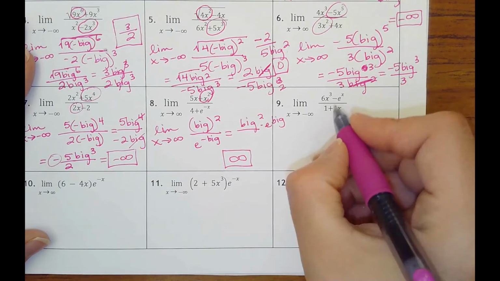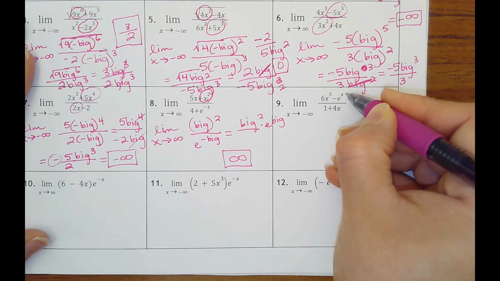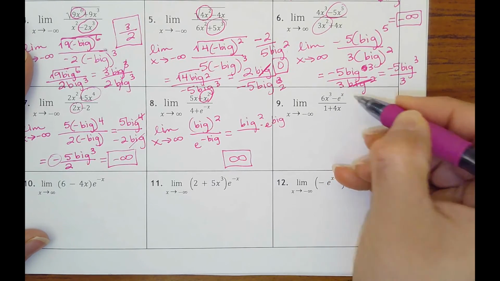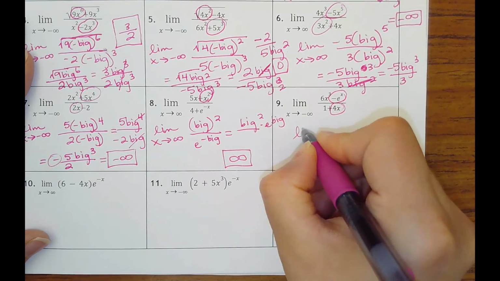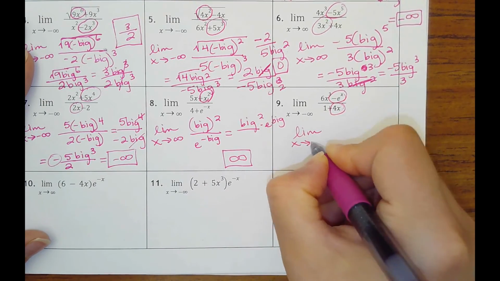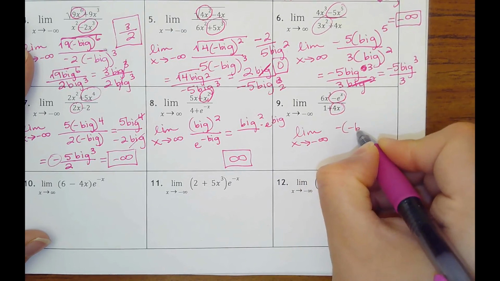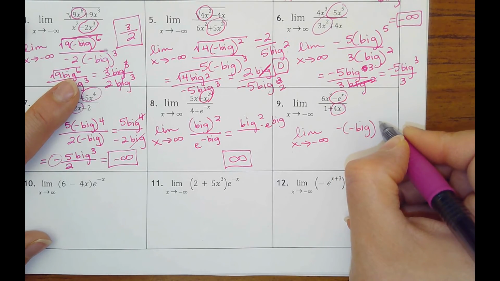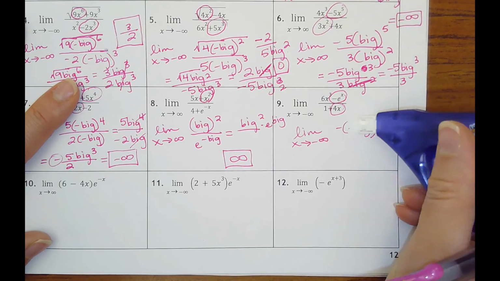All right, number 9, we've got cubed and an e to the x. Which did we say grows faster? The e to the x, the exponential one. So this and this are all that matters. So we got a negative of a negative big number. Oh, I put that in the wrong spot. I should have E. I'm sorry.